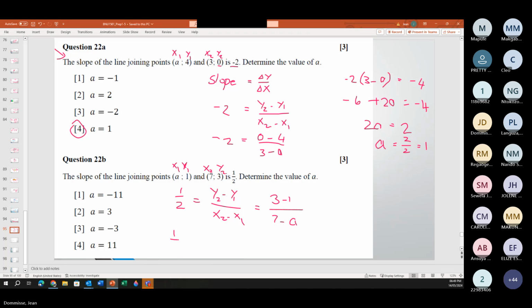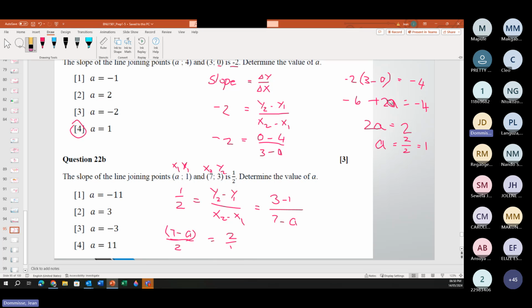So if we multiply out on both sides, at the top we have 7 minus A over 2. So let's just remember to keep that half is equal to 3 minus 1, which is 2, over 1. Then I will just multiply out with a 2. Okay, sorry, that's 2A. It's not 20, it's 2A, sorry. So 2A, so we just rewrite that.